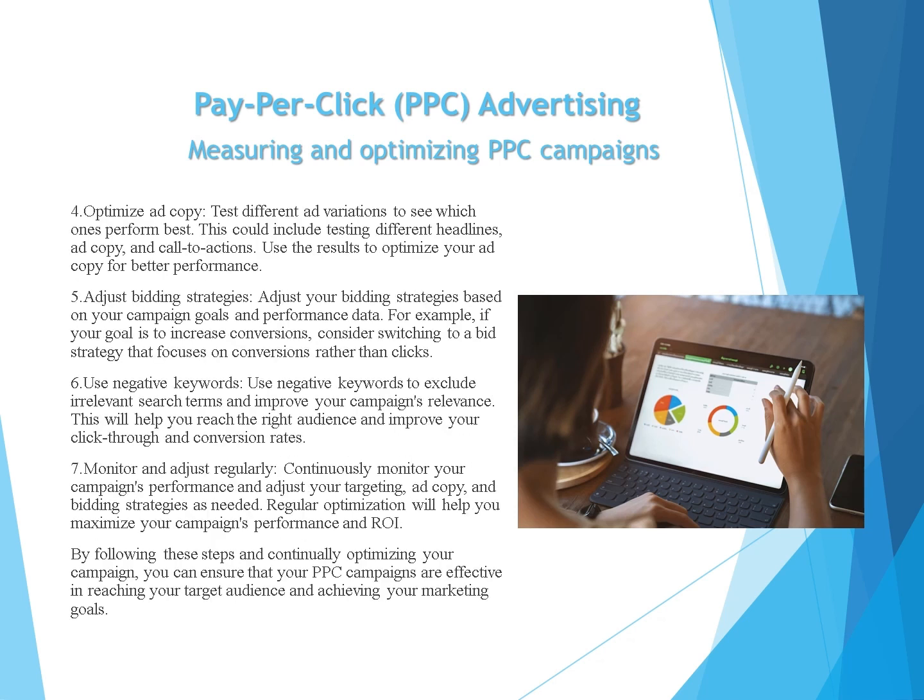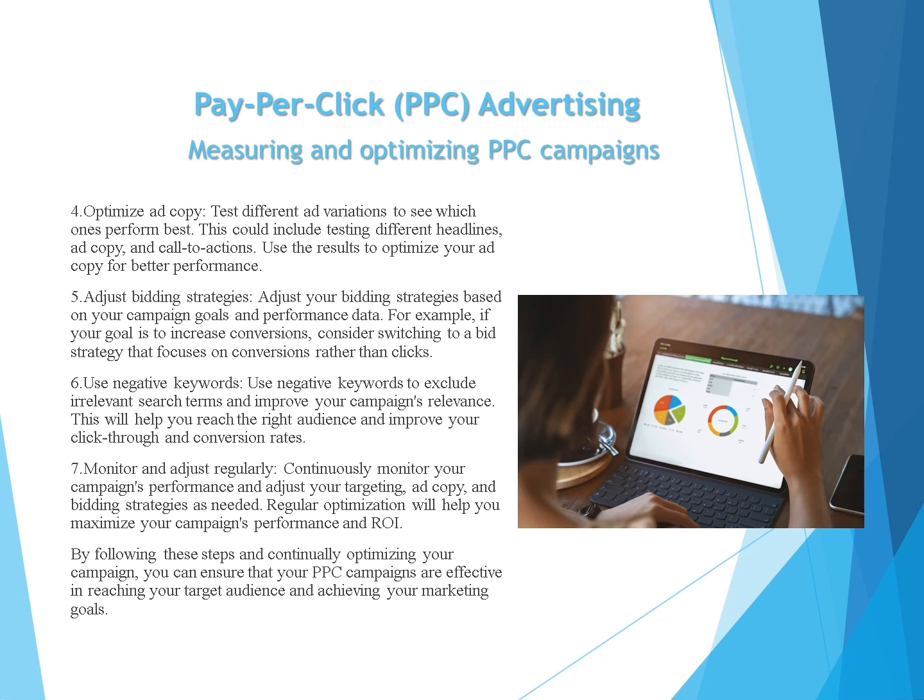4. Optimize ad copy. Test different ad variations to see which ones perform best. This could include testing different headlines, ad copy, and calls to action. Use the results to optimize your ad copy for better performance. 5. Adjust bidding strategies. Adjust your bidding strategies based on your campaign goals and performance data. For example, if your goal is to increase conversions, consider switching to a bid strategy that focuses on conversions rather than clicks.